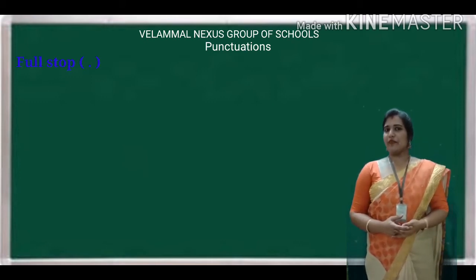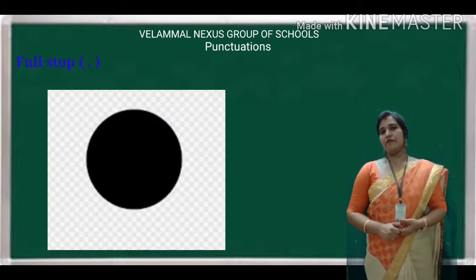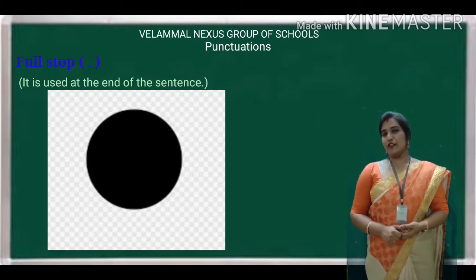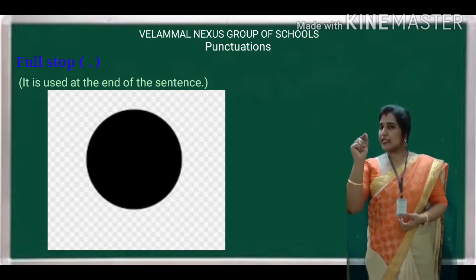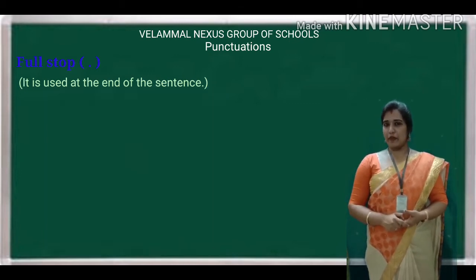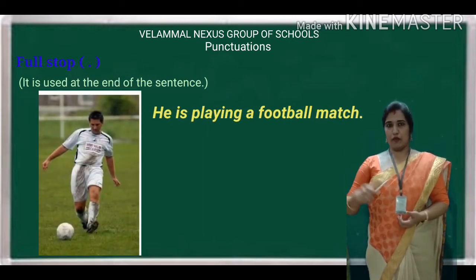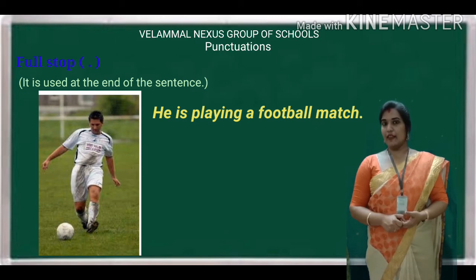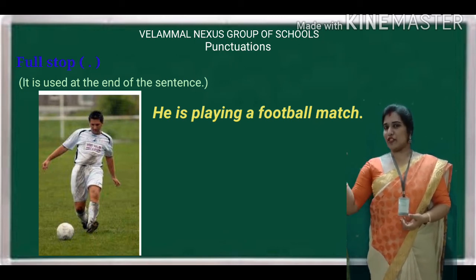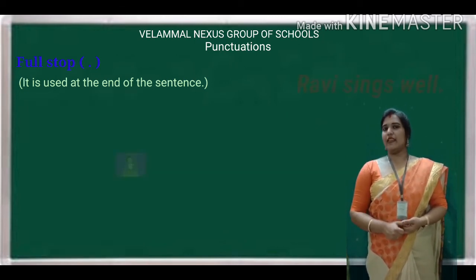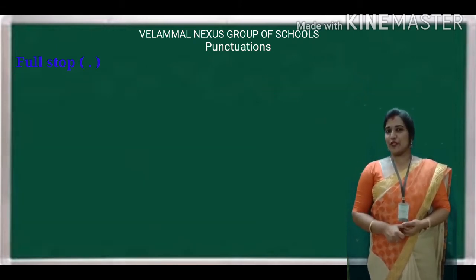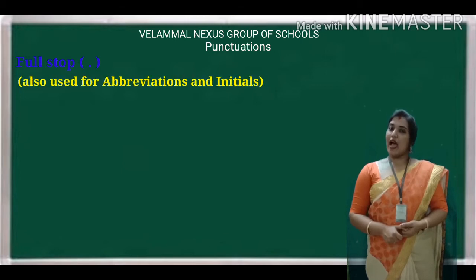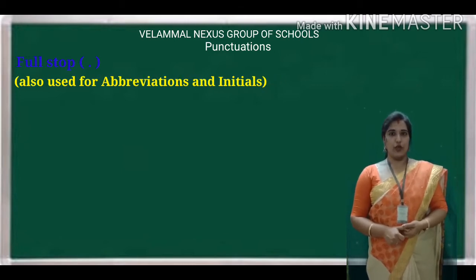Full stop? Yes, full stop. The full stop is used at the end of a sentence. Okay, it is used at the end of the sentence, the dot. Example, he is playing a football match. He is playing a football match. Look at the picture. Yes. Ravi sings well. So this full stop is also used to mark abbreviations and initials too.